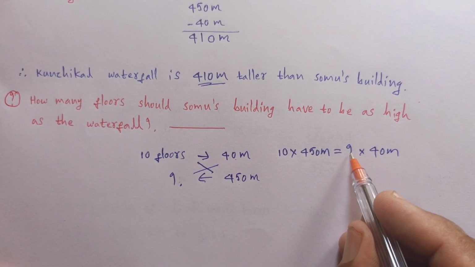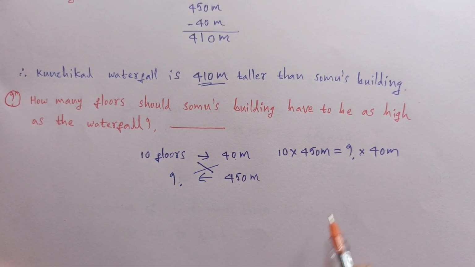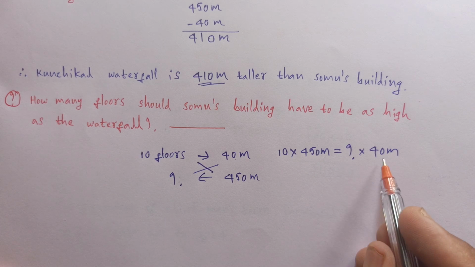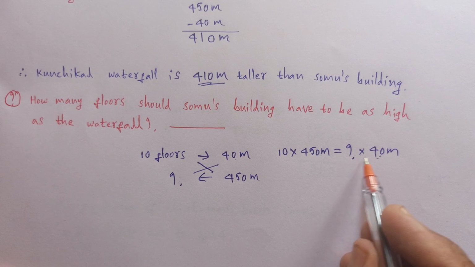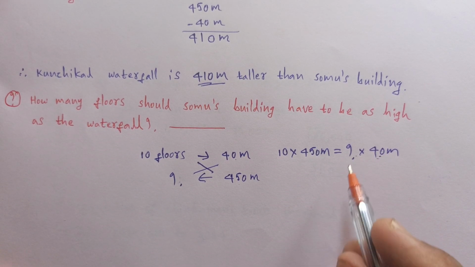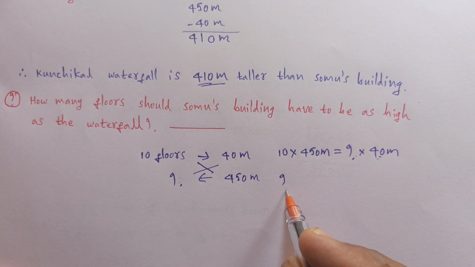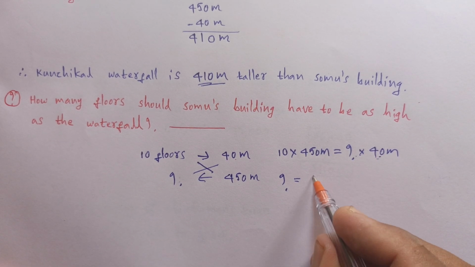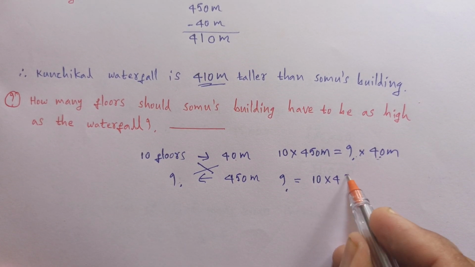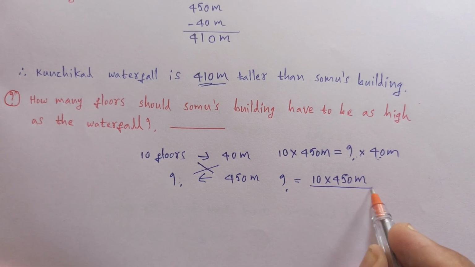Now we want to calculate this question mark: how many floors? For that purpose, you transpose 40 meters to the other side. Here it is actually multiplying 40 meters with this question mark symbol. Therefore, if you transpose this to the other side, it becomes division. So 10 into 450 meters divided by 40 meters.